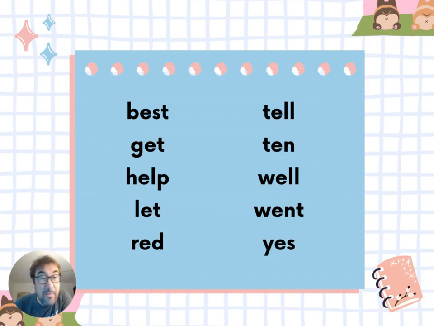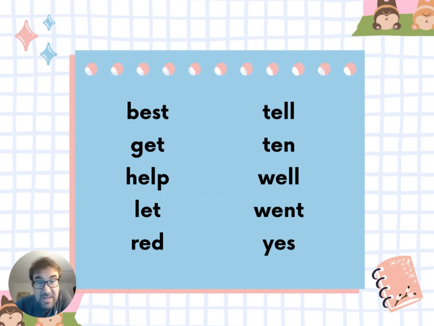Let's say that together. Best. Good job. The next word is get. Let's say it together. Get. Next word is help. Let's say it together. Help. Next word is let. Let's say it together. Let. Next word is red. Let's say it together. Red. Awesome job. Next column. Tell. Let's say it together. Tell.